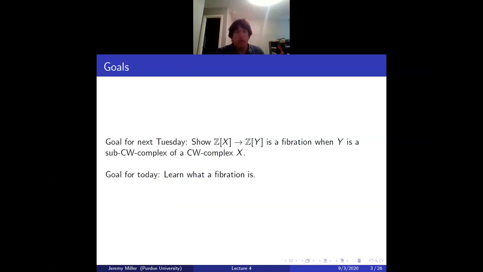So our goal is to show that the map from Z of X to Z of X mod Z of Y is a fibration when Y is a sub CW complex of X. So that's the goal for next Tuesday.